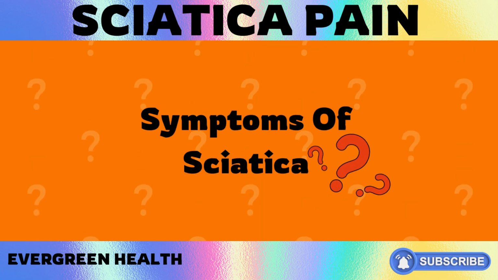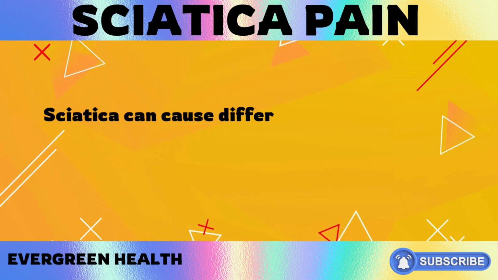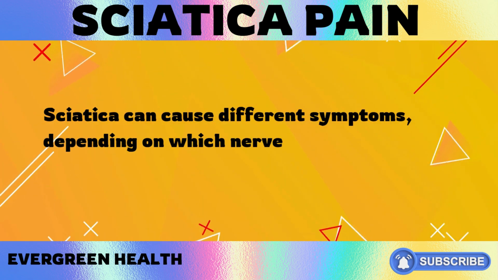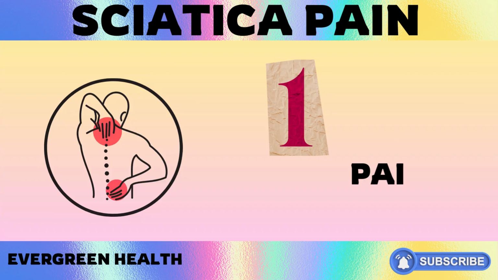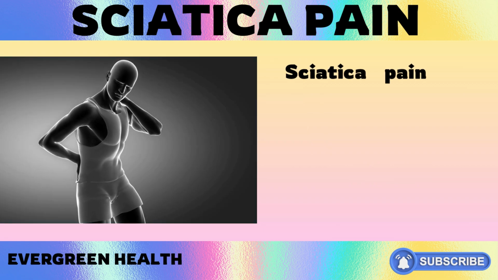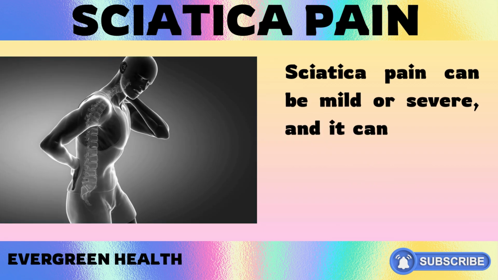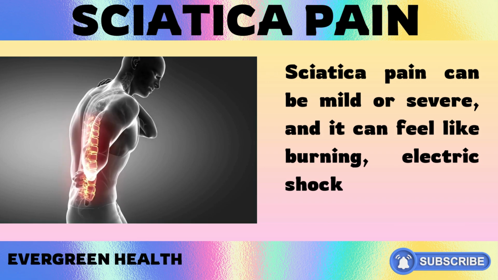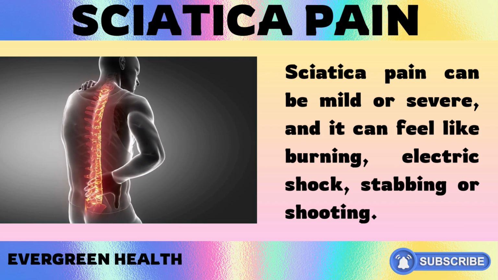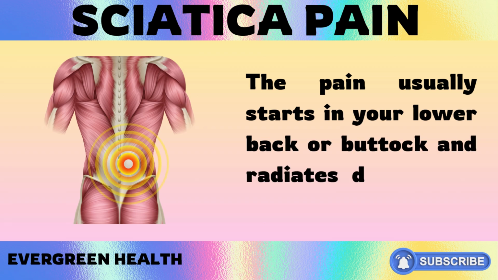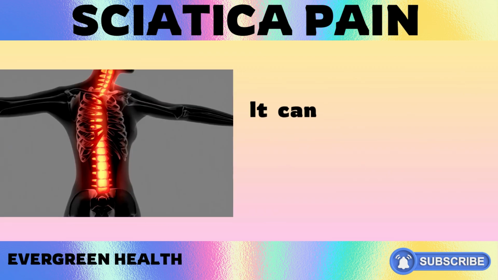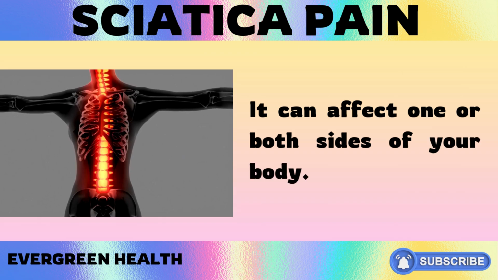Symptoms of sciatica. Sciatica can cause different symptoms depending on which nerve root is affected, but some common symptoms are: number one, pain. Sciatica pain can be mild or severe, and it can feel like burning, like an electric shock, stabbing, or shooting. The pain usually starts in your lower back or buttock and radiates down your leg. It can affect one or both sides of your body.